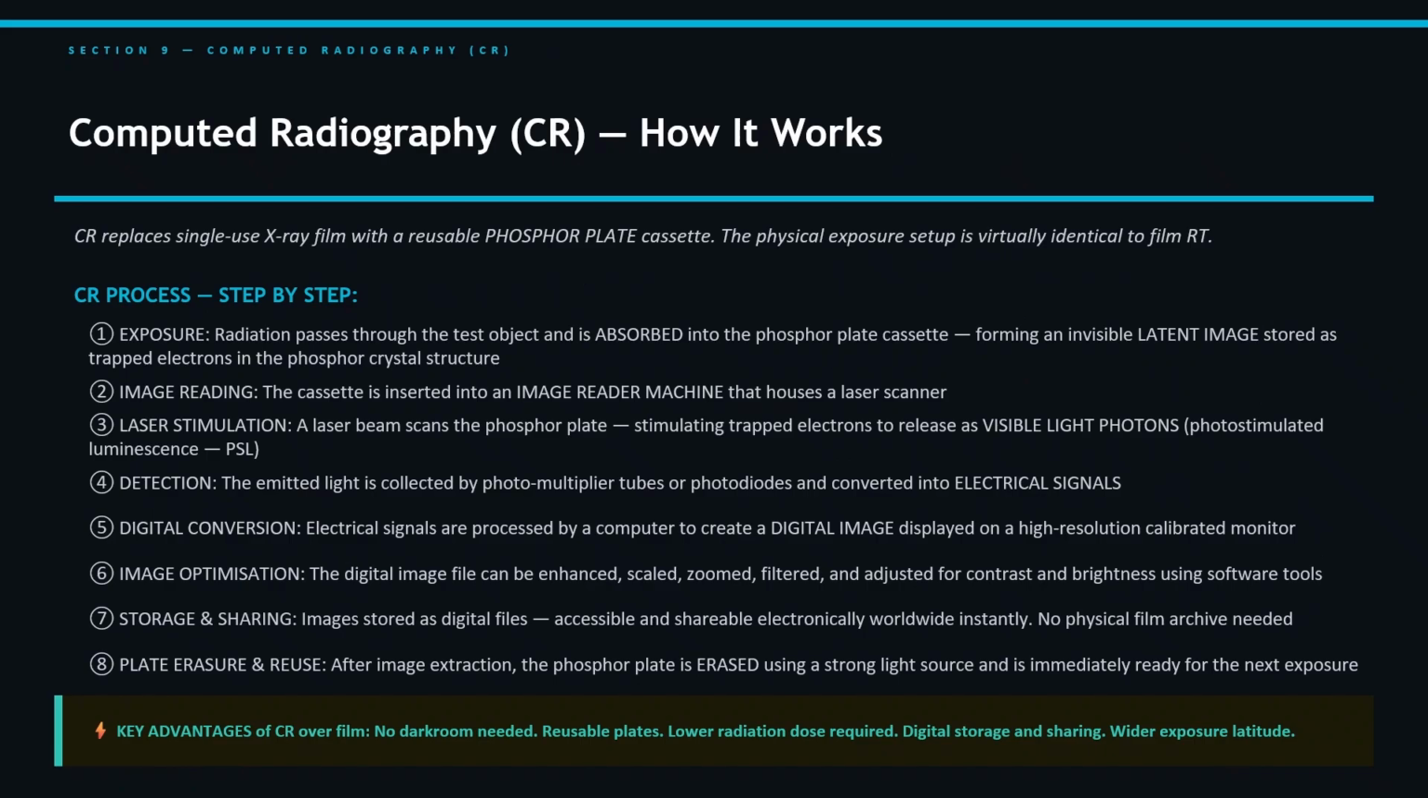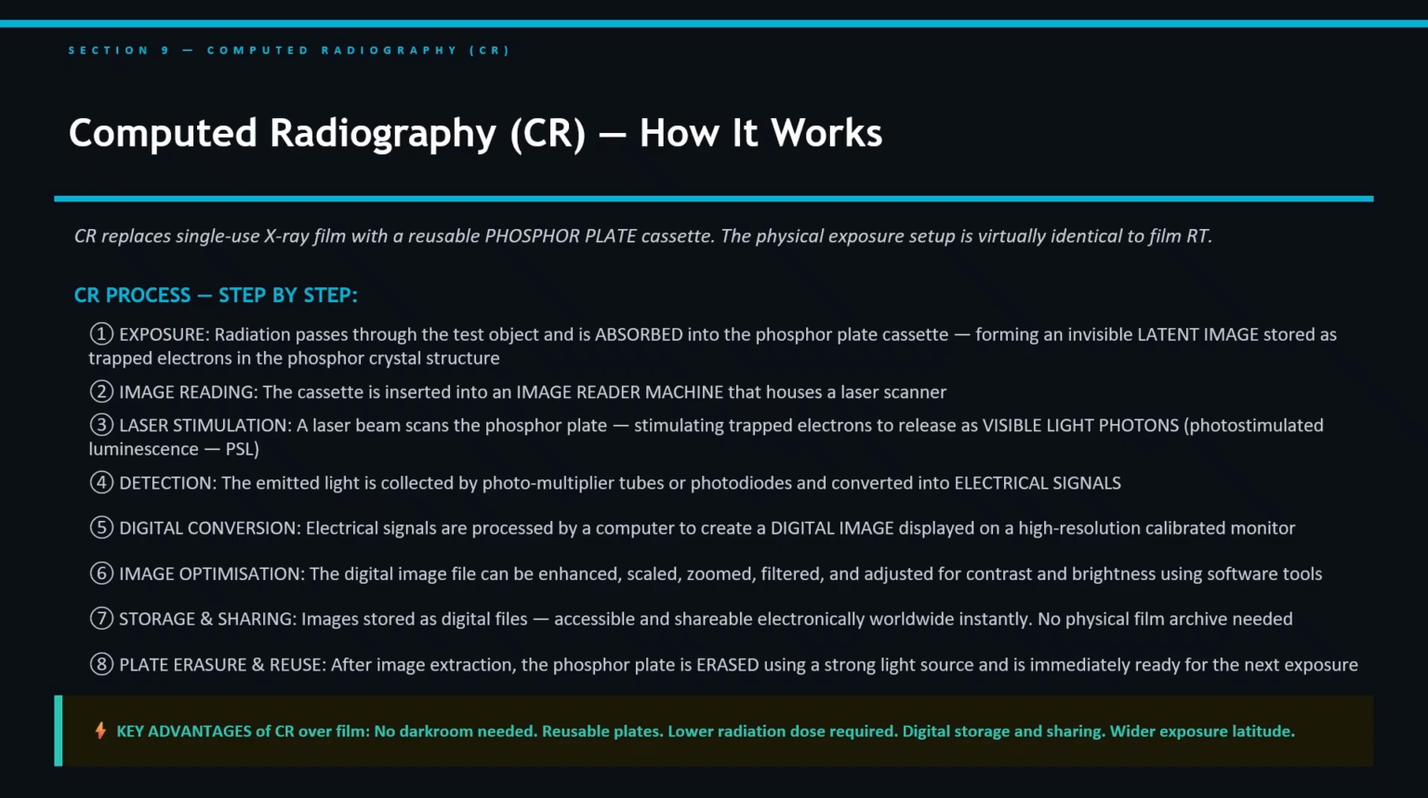Computed radiography, or CR, provides a bridge between traditional film radiography and fully digital detector systems. Instead of film, CR uses a reusable photostimulable phosphor imaging plate. During exposure, the radiation creates a latent image within the phosphor material. The plate is then placed into a reader. A laser scans the plate and stimulates the trapped energy, producing emitted light. That light is detected and converted into an electrical signal. The computer processes the signal and produces a digital radiographic image.